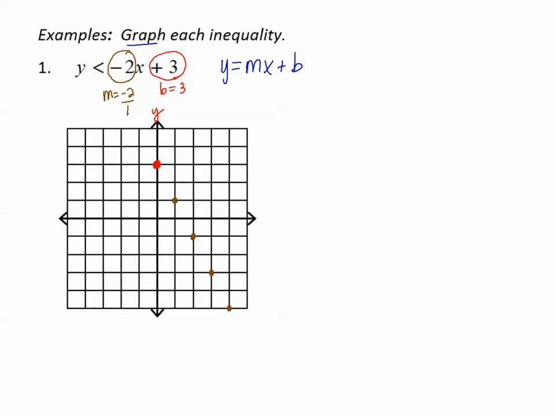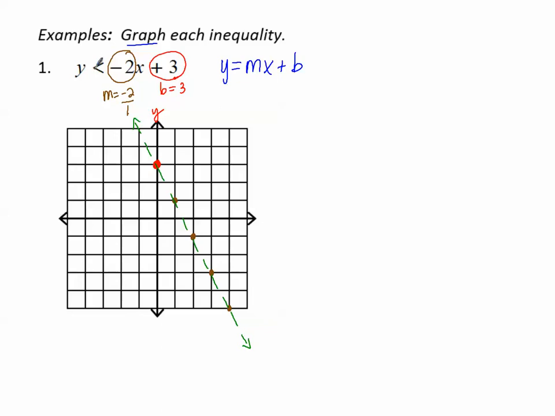Now we want to notice that we have a less than symbol. There is no equals here. So when it's no equals, we know we make a dashed line. So I'm going to find my straight edge, and I'm going to connect these points with a dashed line. At the end, I still want arrows to show it would keep going.